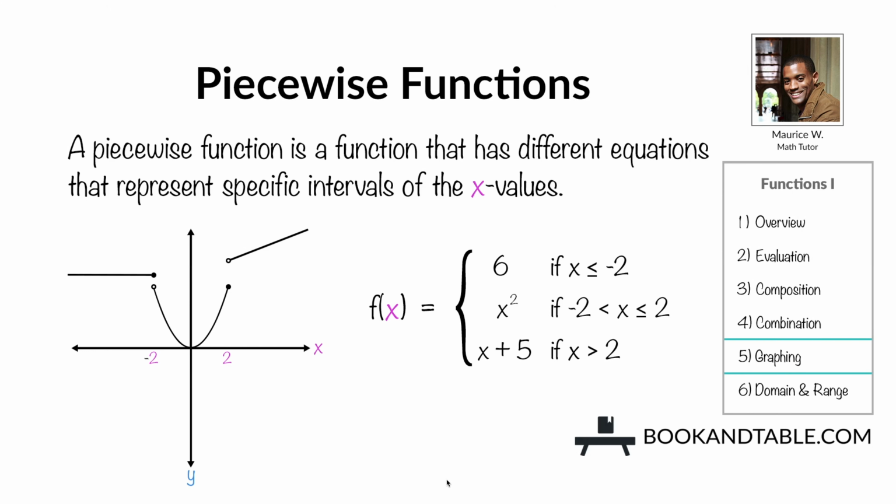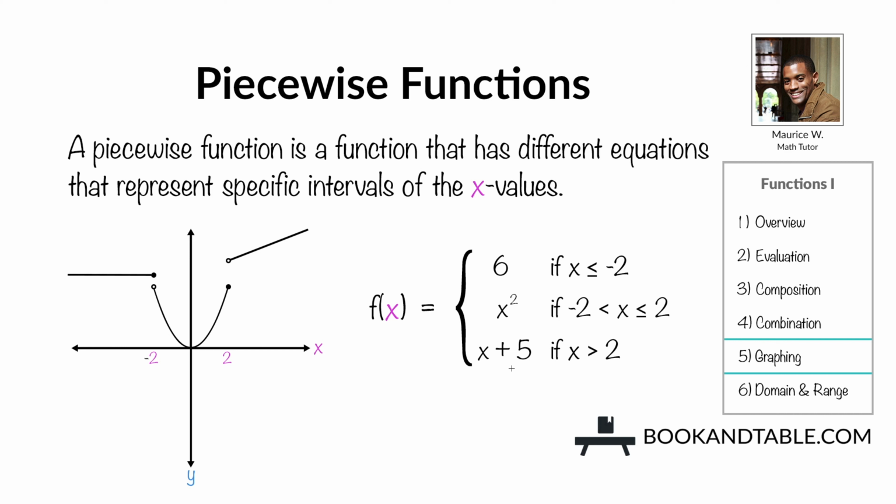Now, a piecewise function is a function that has different equations that represent specific intervals of the x values. So here we see that this function has a value of 6 from negative infinity leading up to negative 2. And from negative 2 to positive 2, it has a different expression representing the function. And from positive 2 to positive infinity, it has a third expression representing the function.